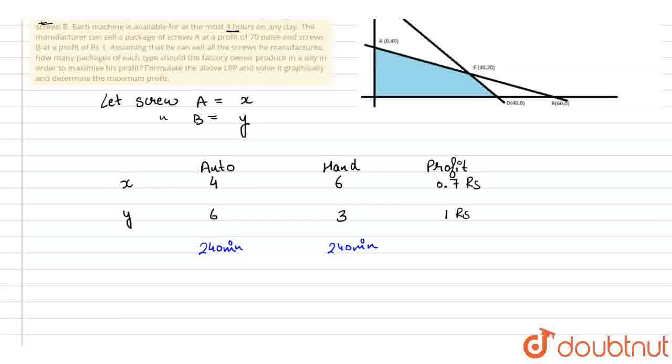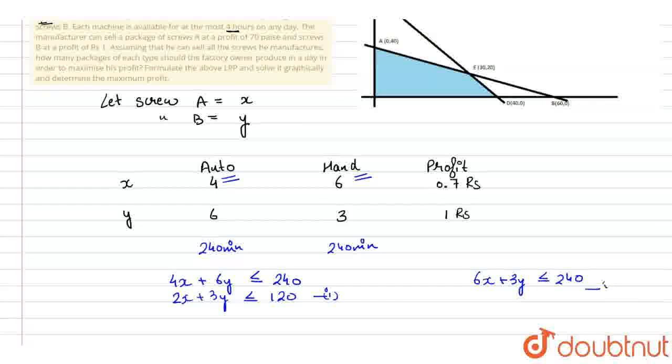Now we'll make both of the equations for automatic as well as for hand operated machine. It will be 4x plus 6y less than or equal to 240, and the second equation will be 6x plus 3y, which will be less than or equal to 240. We'll simplify both of the equations. It will be 2x plus 3y less than or equal to 120. So this is our first equation, and the second equation is this one, as it is already simplified.